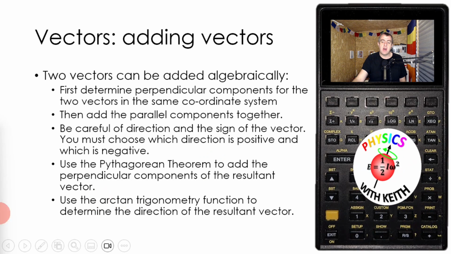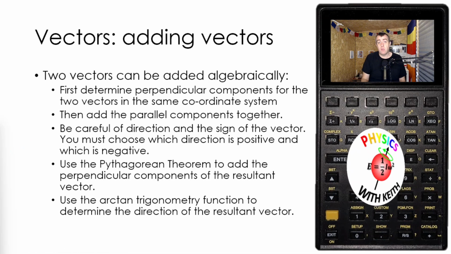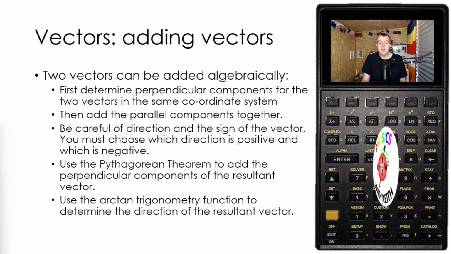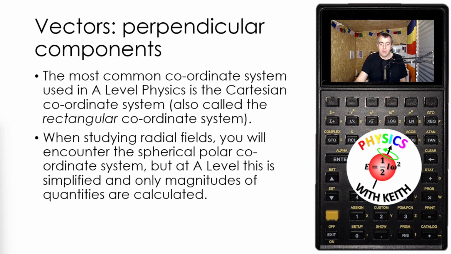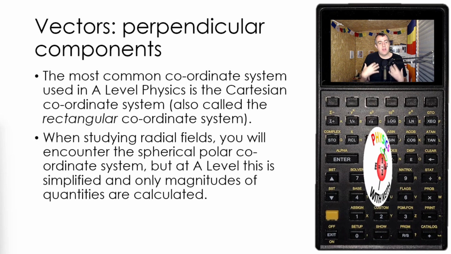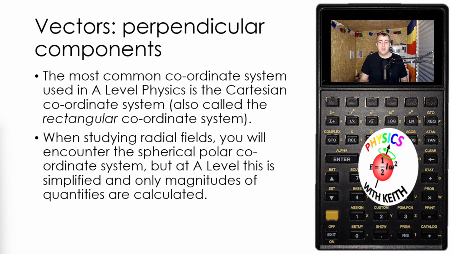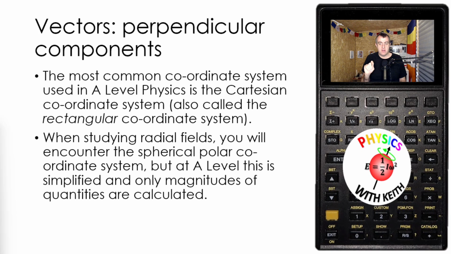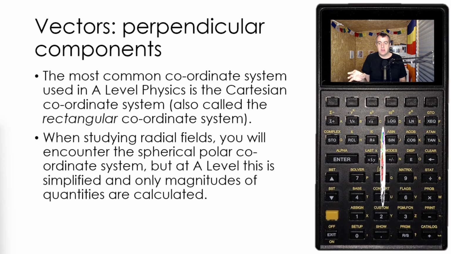And we can use the function arctan, which on your calculator might be listed as tan to the minus 1. This is the inverse function of the tangent function, and that will be able to be used to give you the direction of the resultant vector. So when we add vectors together, the most common way that we use vectors in A-level physics is called the Cartesian coordinate system. Or sometimes it's also called the rectangular coordinate system.